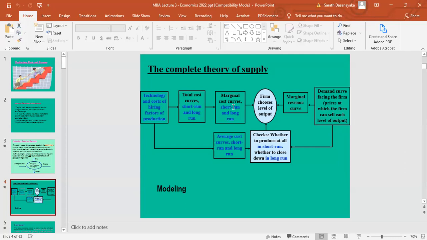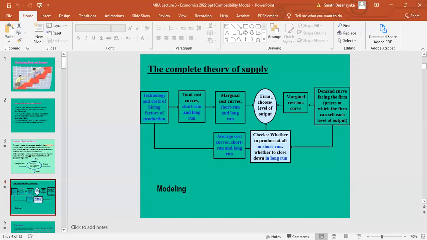Behind the marginal cost curve, we have total cost curves. We can also analyze with respect to the short run and the long run. I will explain what a short run and a long run are. And behind the marginal revenue curve, you have a demand curve, the demand curve facing the firm, the price at which the firm can sell each level of output. And behind the total cost curve, that is the engineering part of it. There's a technology and the cost of hiring the factors of production. These are interrelated.